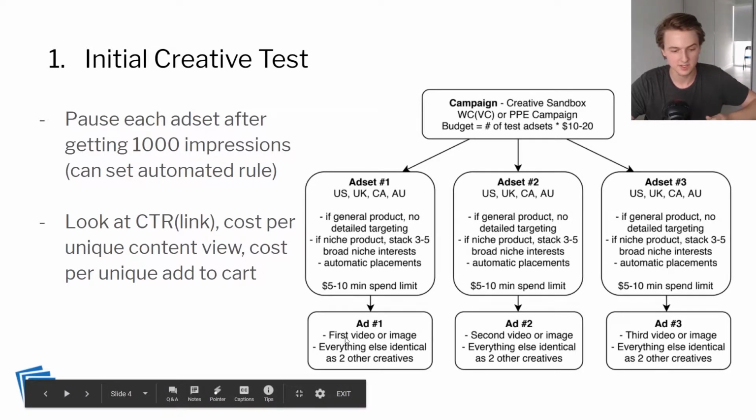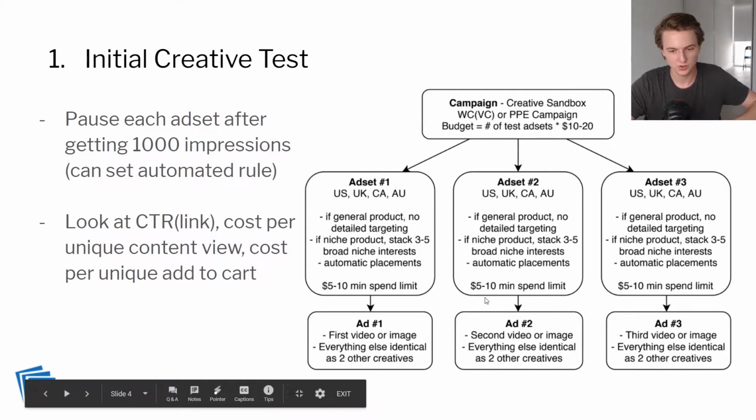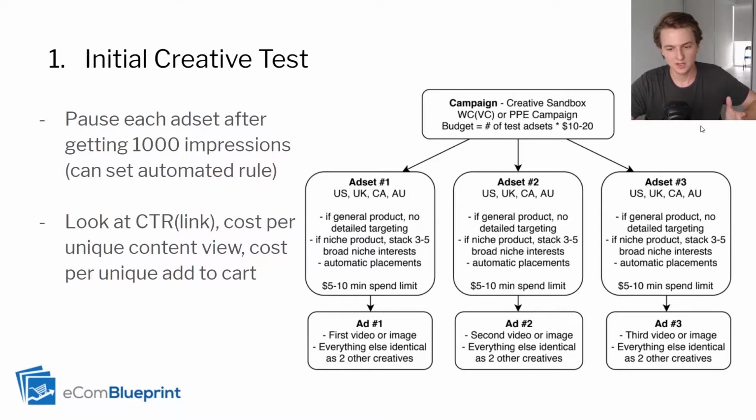Now you can do the same thing, keeping the video or image constant and only changing the ad text, right? The important thing is that you only want to change one variable at a time so that you can identify what was the cause of the change in performance. If you change multiple variables at once, it's impossible to identify what caused the change. And so that's how you want to set up your initial creative test. And this is how you set up creative sandbox campaigns in general.